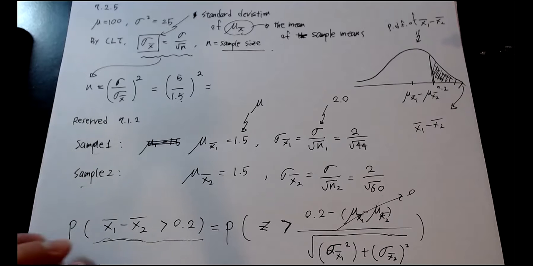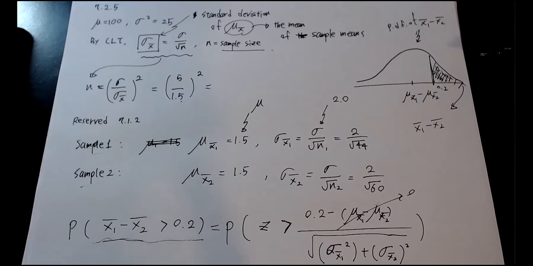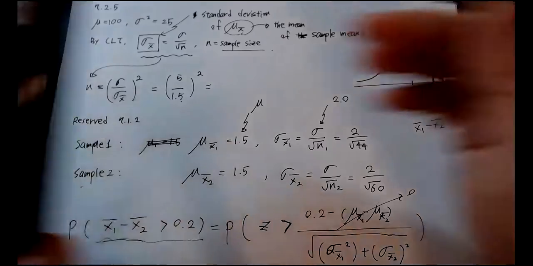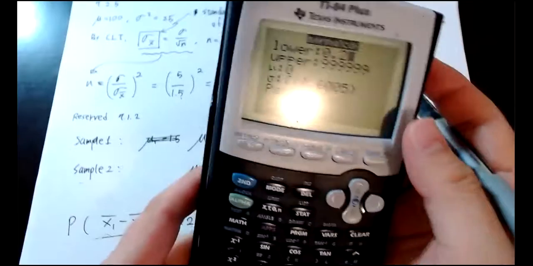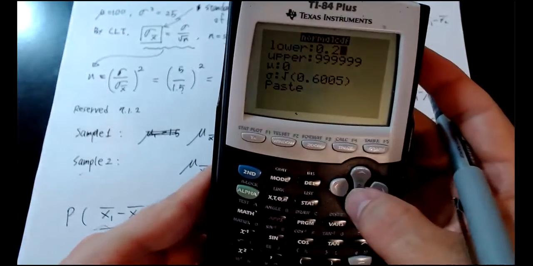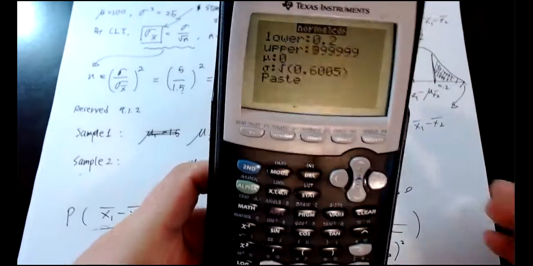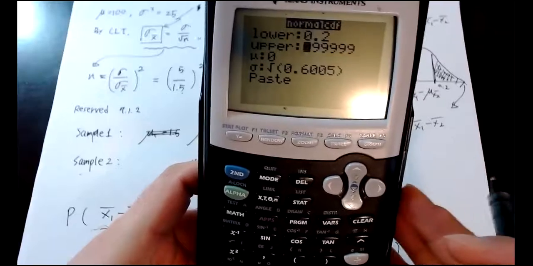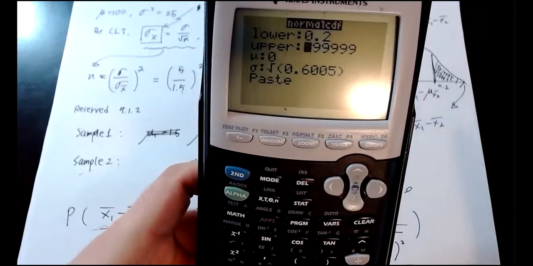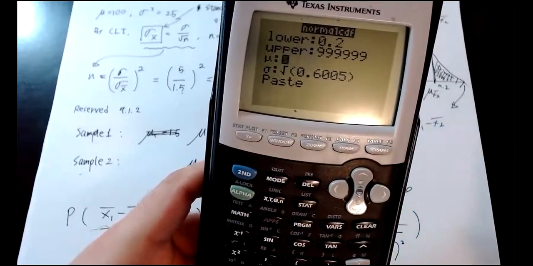That area represents the probability that x1 bar minus x2 bar is greater than 0.2, right? So how do we find the area under the graph? We have to employ the concept of integral, right? Here the lower limit must be 0.2, and the upper limit must be what? Infinity. But the calculator doesn't recognize infinity, so we just put a huge number, 99999. And mu is mu x1 bar minus mu x2 bar, which is 0.